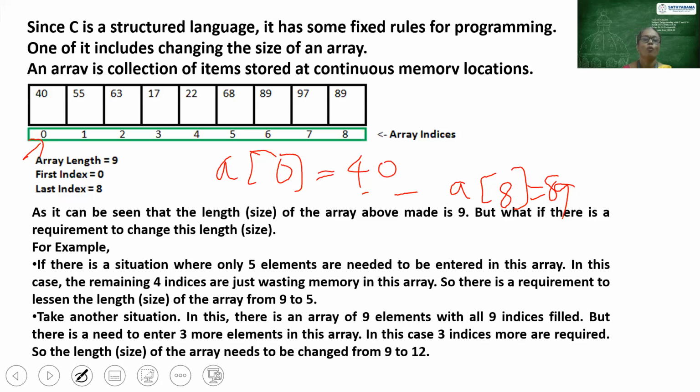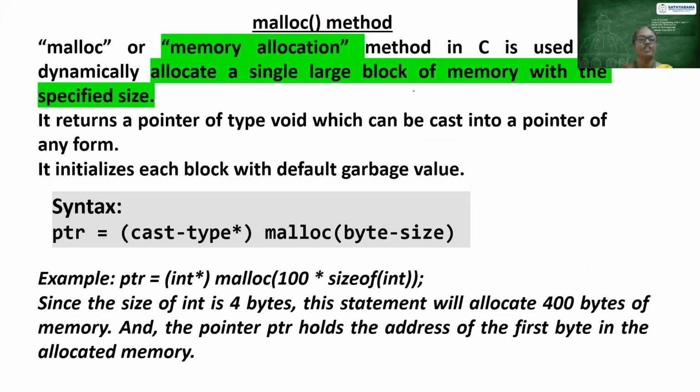So, while we are going with the same array concept, how can we go with the concept of using dynamic memory allocation? Now we are going to enter into malloc. What is the full form? Memory allocation. That is malloc. Okay, malloc, you just note down. It dynamically allocates the memory.